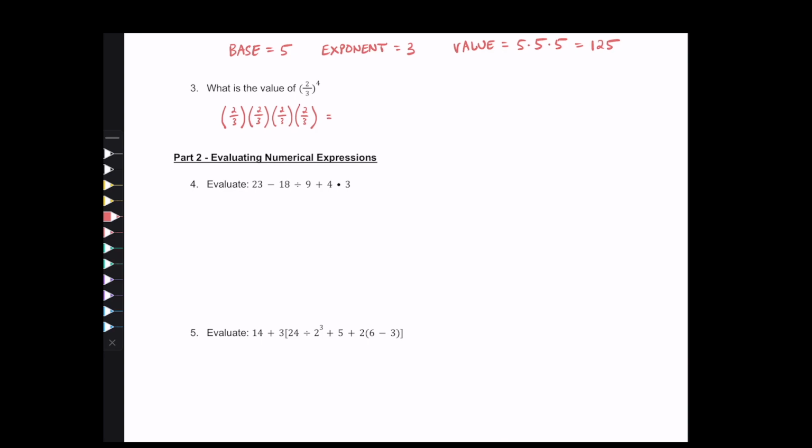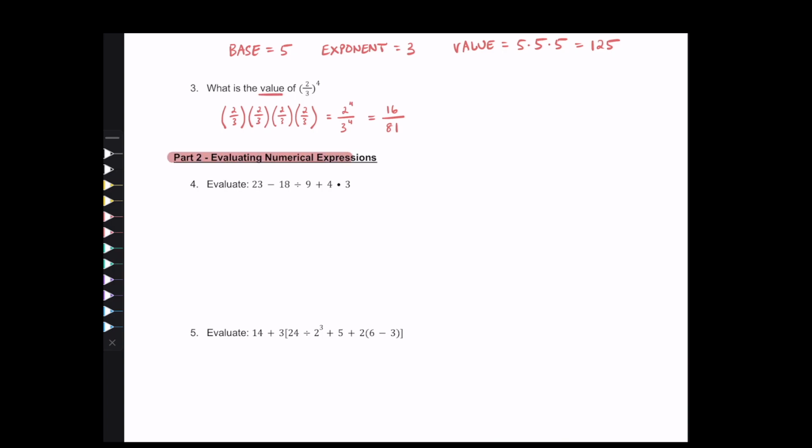If you want to simplify this, you can also say it's really just 4 of these 2's multiplied together, and then 4 of these 3's multiplied together. Again, the top, you're just going to multiply them all together, and the bottom as well. 2 times 2 is 4, 4 times 2 is 8, 8 times 2 is 16, and on the bottom, 3 times 3 is 9, 9 times 3 is 27, 27 times 3 is going to be 81. So that would be the final answer for number 3. That's the value. Cool.